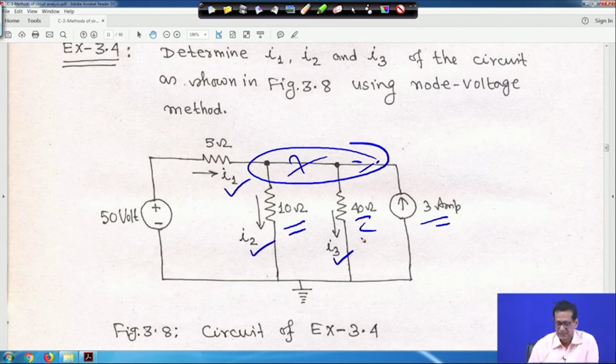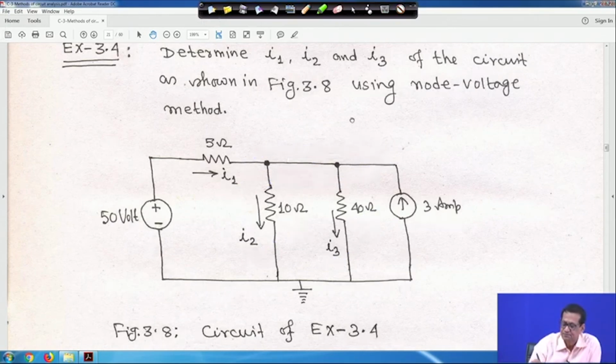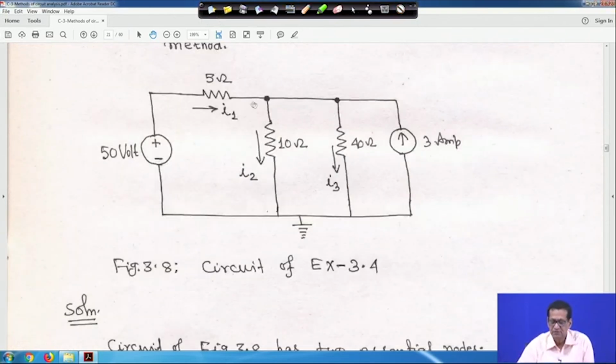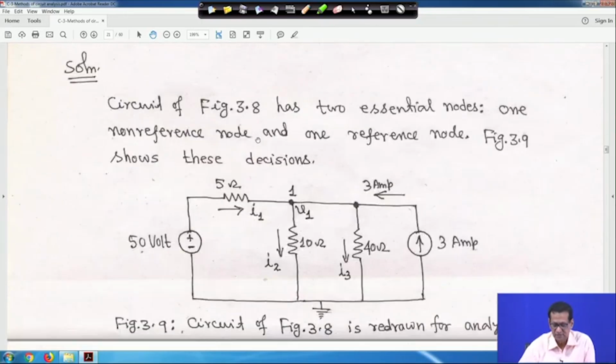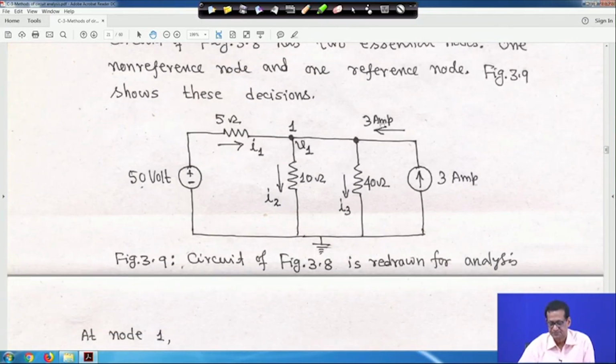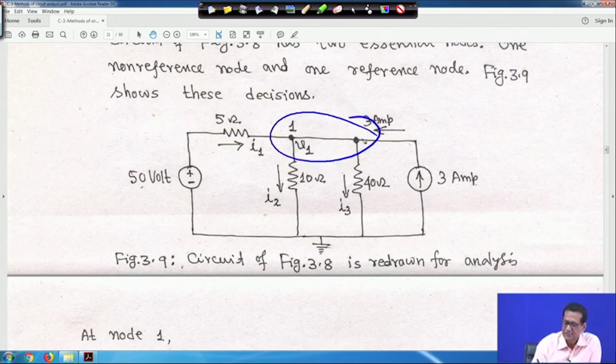So, in that case, how to solve this one? Very simple. There is a 50 volt source on this side and 3 ampere. For the purpose of this, the circuit is redrawn. I told you this is actually a single node, because no electrical element is here, it is simply wire. So, basically it is node 1, only V1, and this side is plus your 50 volt, this is your I1, this current we have taken as I2, this current is I3, and this is 3 ampere.